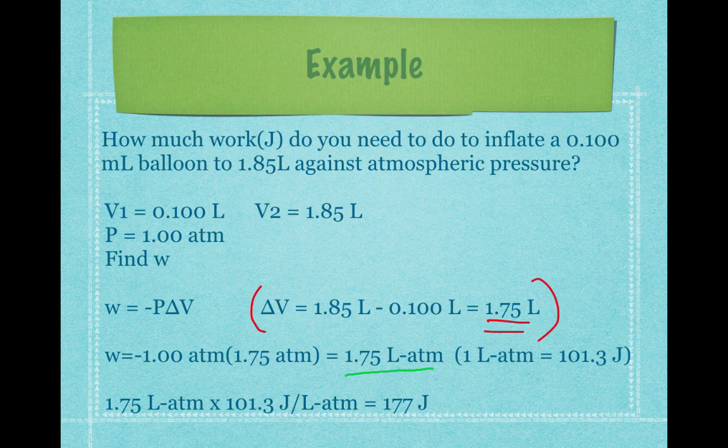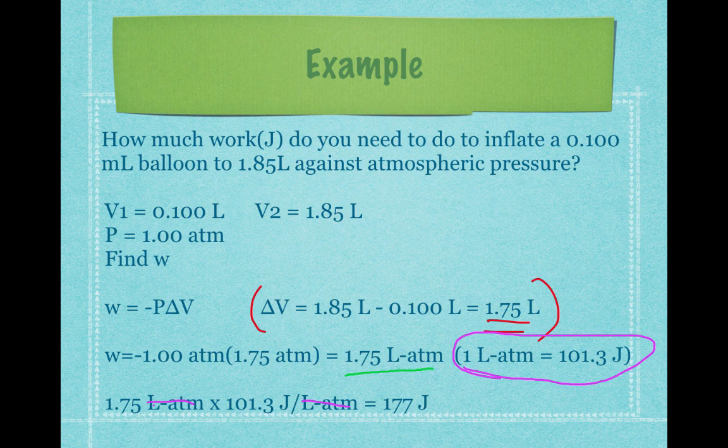The question asks for how much work in joules do we need to do. So we need a conversion factor, and this is the conversion factor between liter atmospheres and joules. It's 1 liter atmosphere is equal to 101.3 joules. This is not something I expect you to know off the top of your head, and if you need it for a problem, you'll be given it on the constant sheet. But now we can convert our liter atmospheres to joules, so we take 1.75 liter atmospheres times 101.3 joules per liter atmosphere. We see our liter atmosphere units cancel, it leaves us with joules, and we get 177 joules of work that is done.